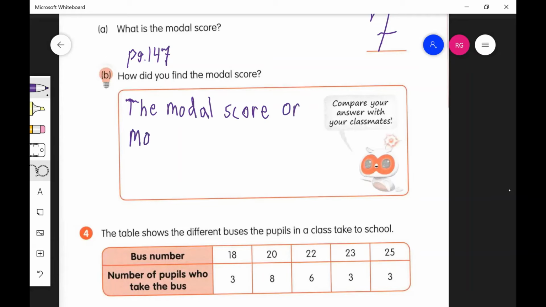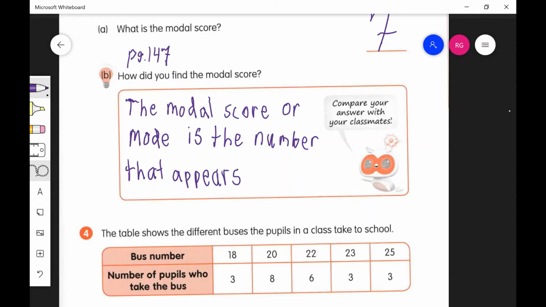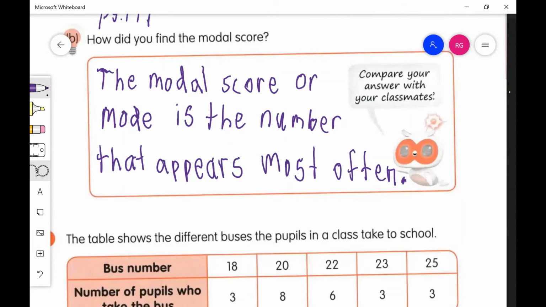And I want you to write this all out, okay? The modal score or mode is the number that appears most often in a set of data. So be writing this whole sentence. Okay. All right, that's good enough for now. Make sure you've written that. Take a picture if you're falling behind, but make sure you say the modal score or mode is the number that appears most often in a set of data.